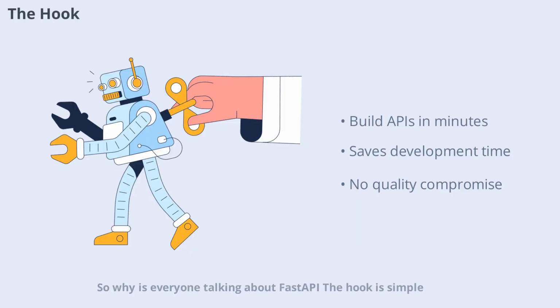But why is everyone talking about FastAPI? The hook is simple. It lets you build APIs incredibly quickly. Think of it as a toolkit that saves you hours, if not days, of development time. With FastAPI, you can set up a fully functional backend in minutes, not hours. This speed doesn't come at the cost of quality. Your APIs remain robust and reliable. Developers love how FastAPI streamlines the process, making it easier to focus on the features that matter most. As we move forward, you'll see just how much time and effort FastAPI can save you.